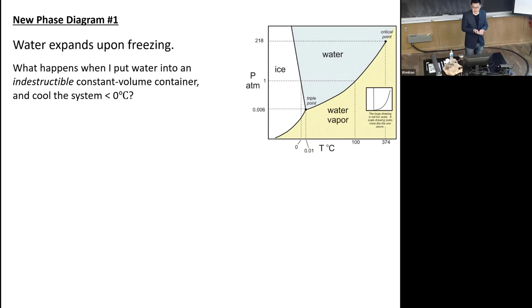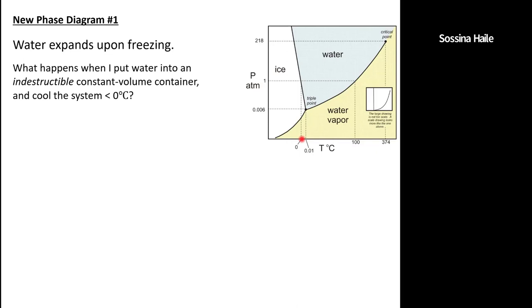What happens? I ask this to my thermo class all the time. Can I figure it out from this phase diagram? Well, if it starts to freeze, it's going to exert a lot of pressure on the system, and I go up high in pressure. But then it's kind of hard to say, because what pressure is it going to be at what temperature? It's not that easy, right? Like with this phase diagram.